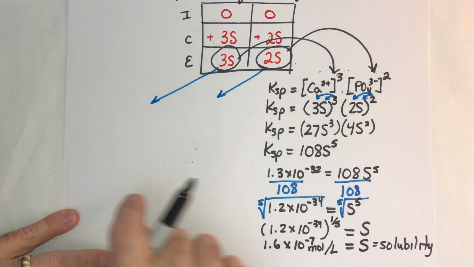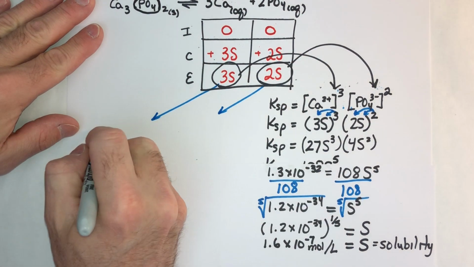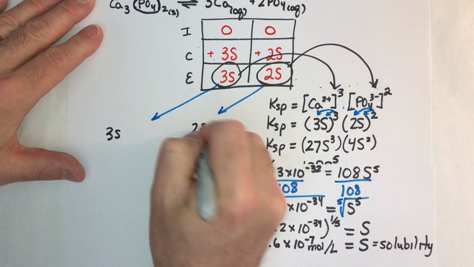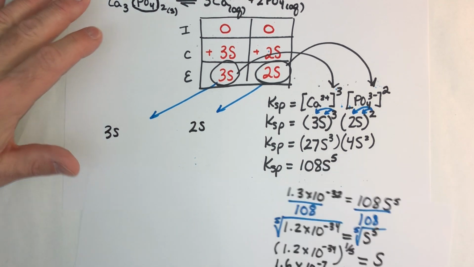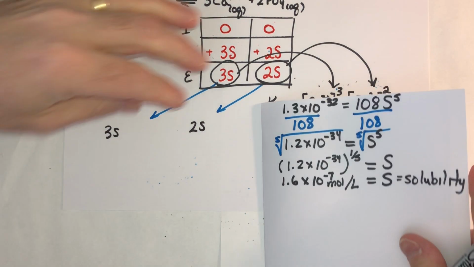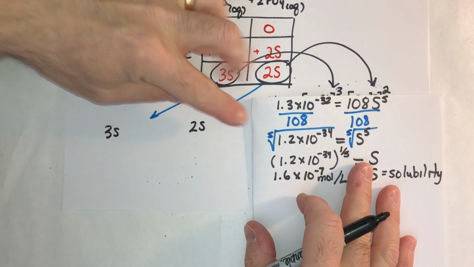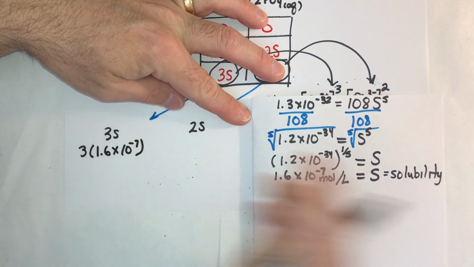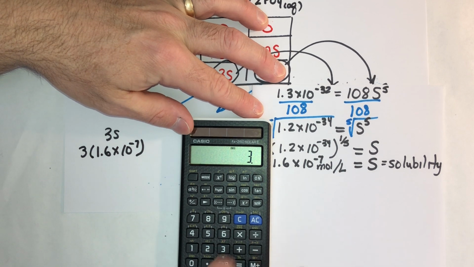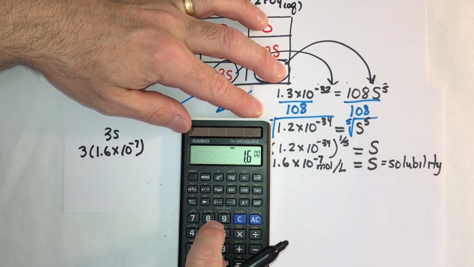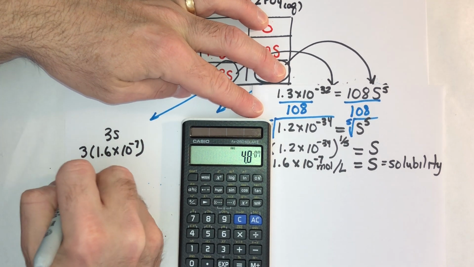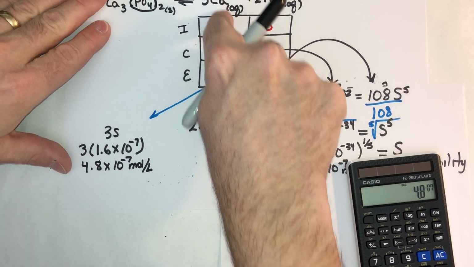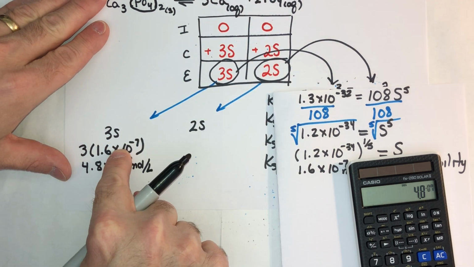So if I want to know how much calcium 2+ I have, that's going to be 3S. If I want to know how much phosphate I have, that's going to be 2S. And all I need to do is take the value of S that I just found and put it in. So how much calcium do you have? I have 3 times 1.6 times 10 to the minus 7. That is 4.8 times 10 to the minus 7 moles per liter. So this would be the amount of calcium 2+ that I have.